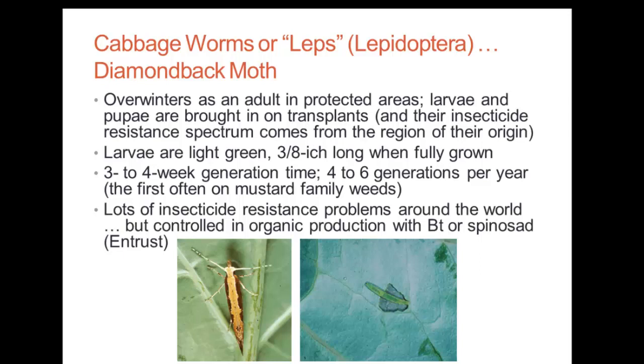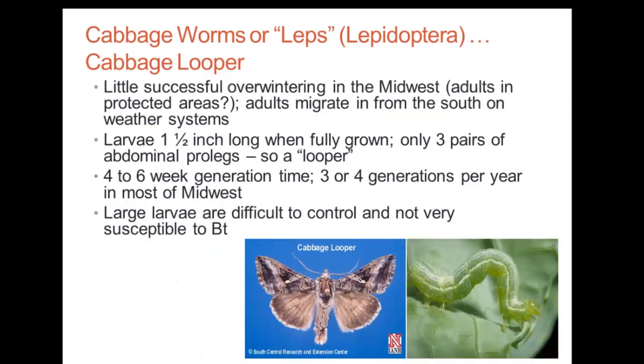This one also goes through lots of generations a year. Little tiny caterpillar, but it can show up in huge numbers. In general, it's controlled with BT or spinosad, Entrust in organic production, although you can actually find BT-resistant populations.